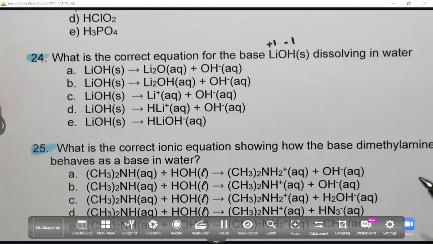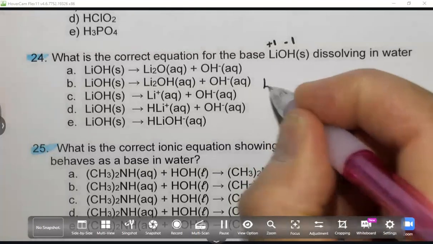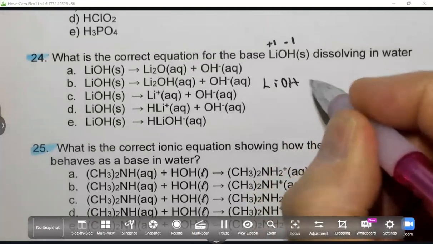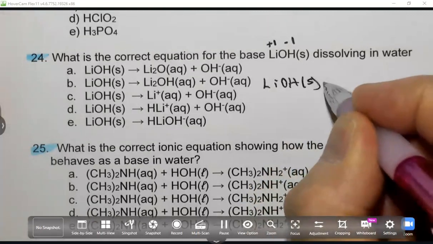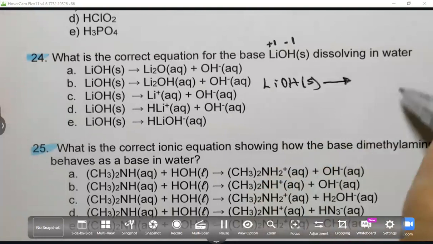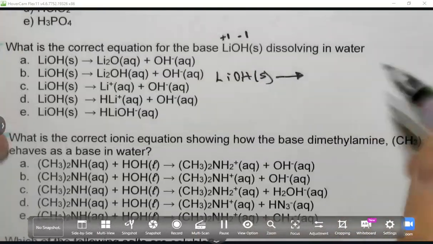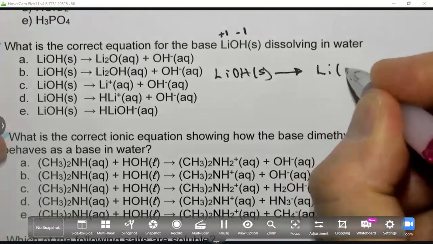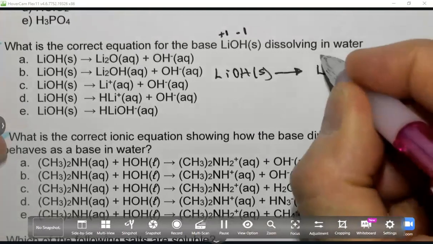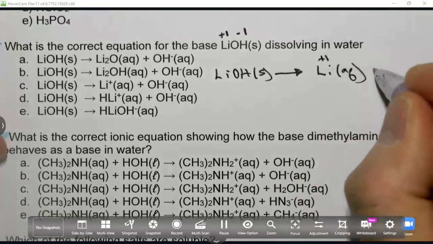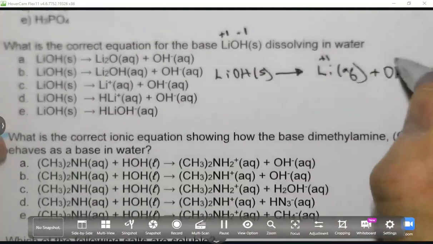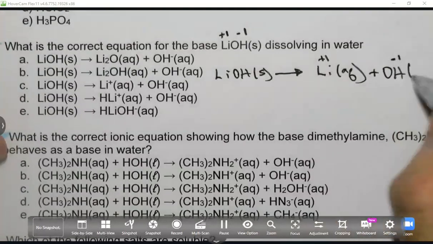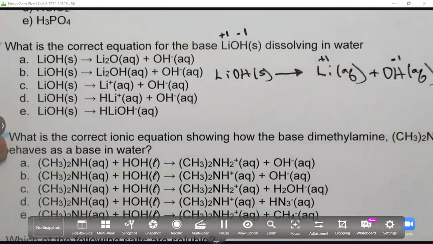And if this splits up, and this is what we do in lab for part 1, we grab some stuff and we just see if it dissolves. It does dissolve, so it's going to split up into an aqueous cation and a -1 anion. It just splits up.